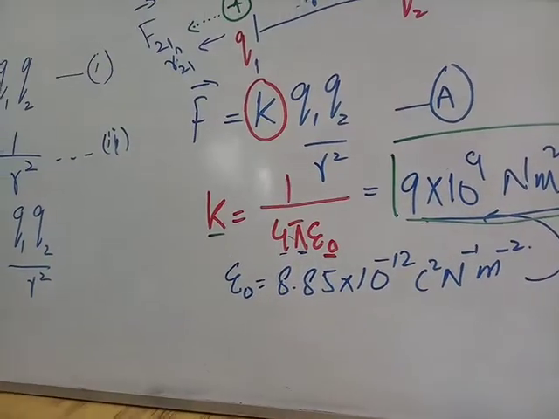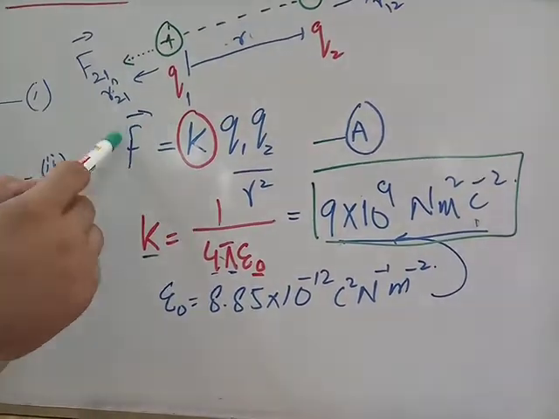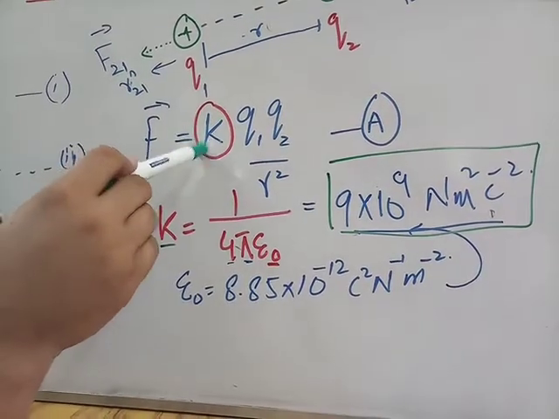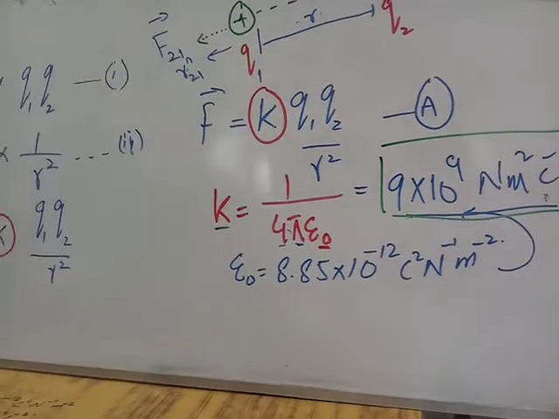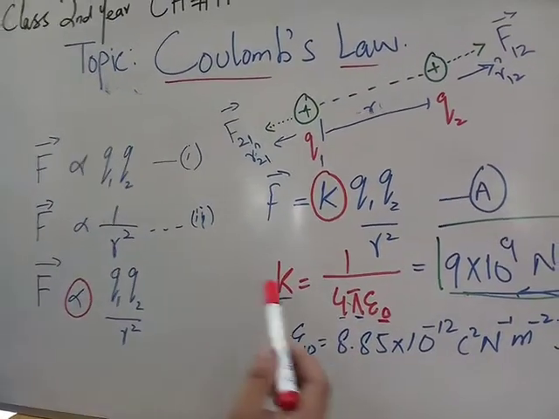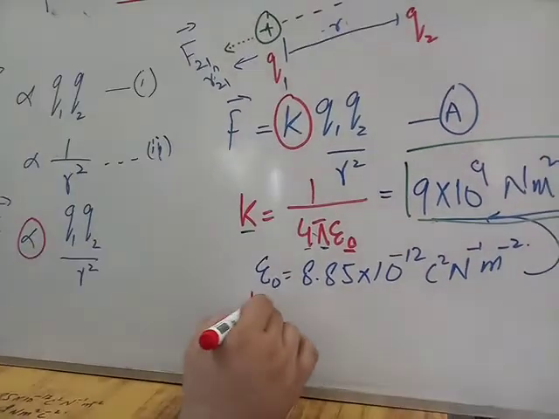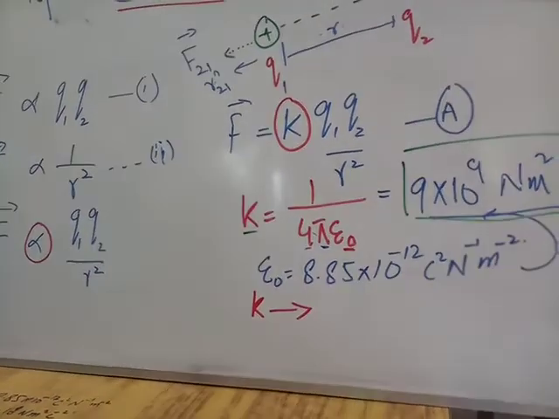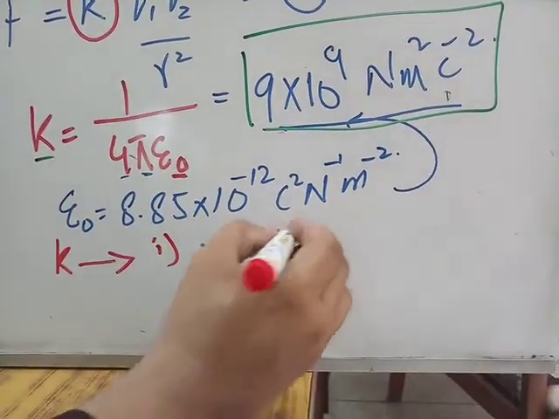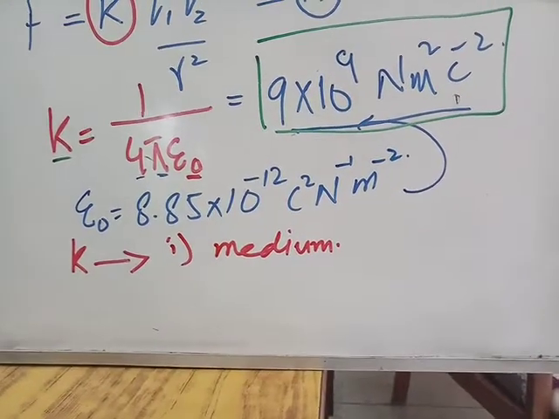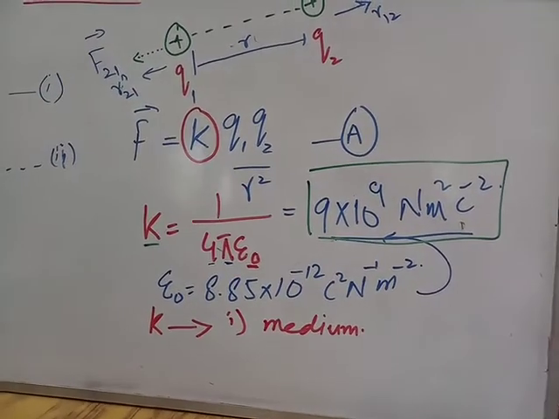In numericals, we know the values of Q1, Q2 and r given, and we are going to find the value of force. So we remember this value of K; it is a very important value. On which factors does the value of K depend? K depends on two factors. Number one, the medium, in which medium these two charges are placed.